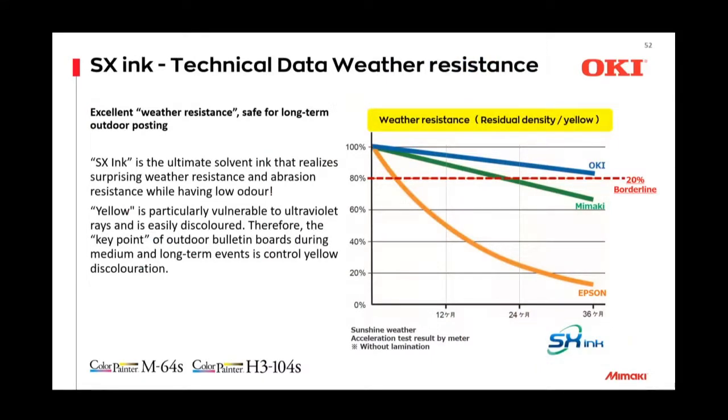Okay, so we've got excellent weather resistance and outdoor UV performance. In this quick graph, we have Epson's GS2 and Mimaki's SS21, but it's based on the resistance of yellow. Okay, so it's just a quick performance graph over a 36-month period, an accelerated test in a weatherometer, and it's without lamination. But look, depending on the distance and the angle of viewing, in general, if the color fades by 20% or more, it's then generally clearly recognized that the color has faded. So that's why we've put that borderline on there.